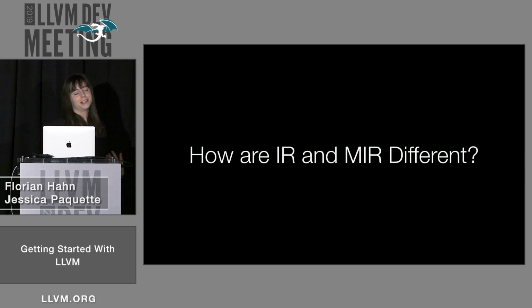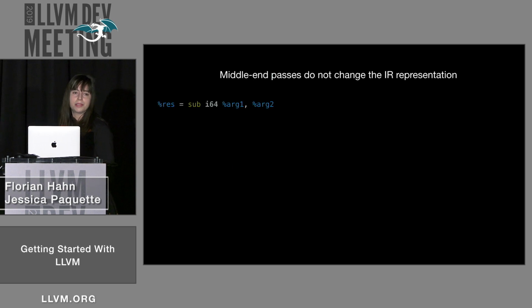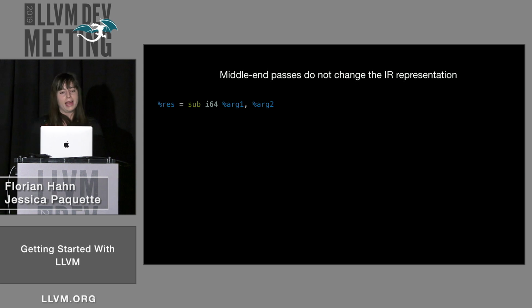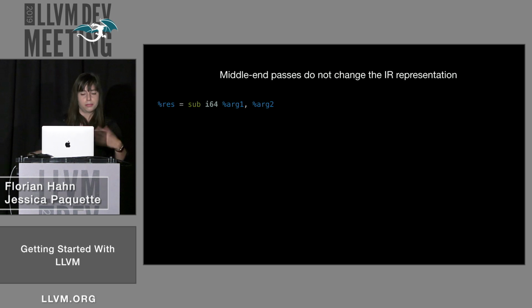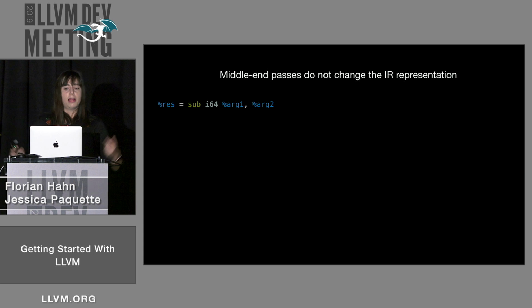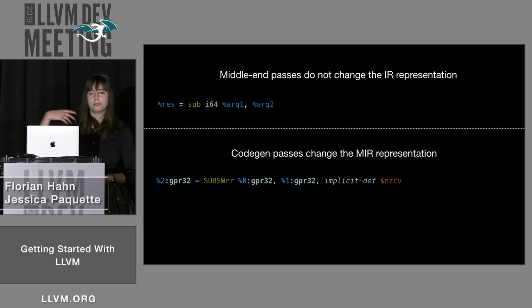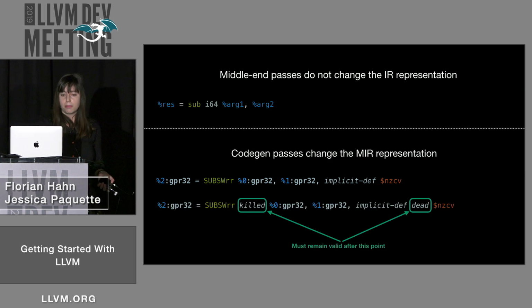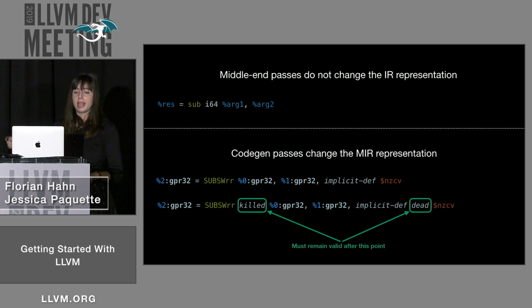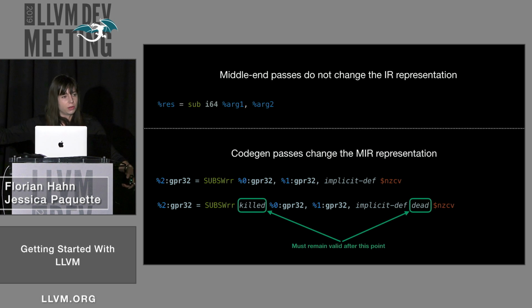All right, so there's some pretty big differences between IR and MIR. In particular, with IR, our representation is fixed. No pass is going to change the way that we represent a subtract instruction, for example. This makes it really easy to move IR passes around and experiment with them. In CodeGen, this isn't true. After instruction selection, our subtract instruction might look something like this, but other passes, like, say, liveness analysis, might add metadata to the representation itself. And CodeGen passes are required to make sure that these analyses remain valid once they've been computed. And this is usually done by the pass itself.